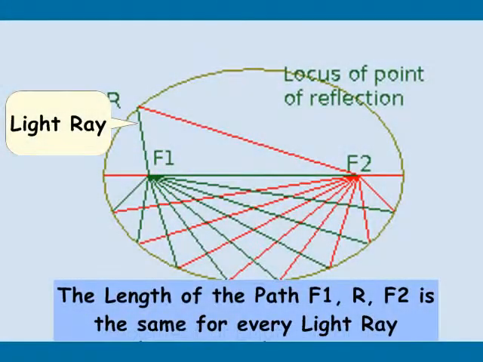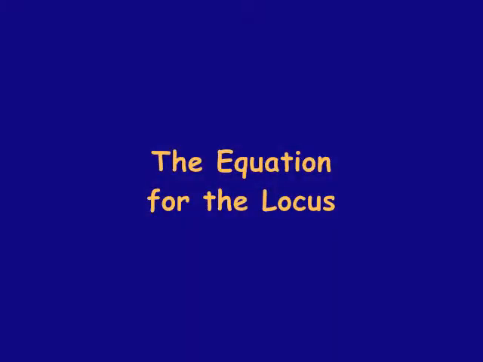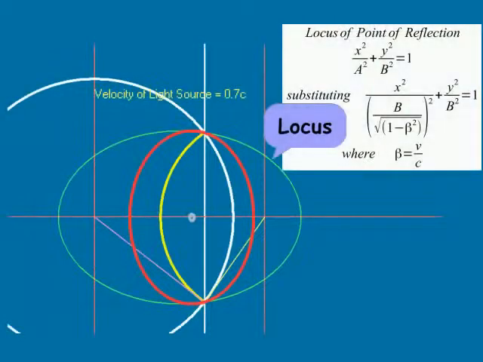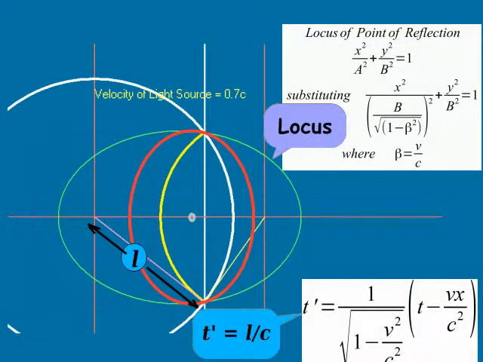The total length of each path is the same. The locus is an ellipse. The equation of the ellipse gives us the time when the reflection occurs.